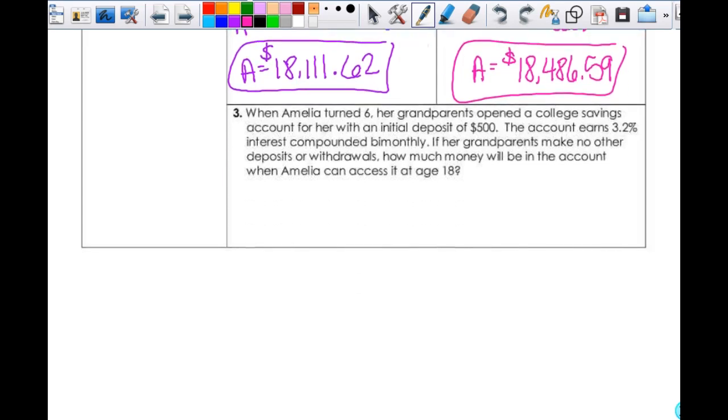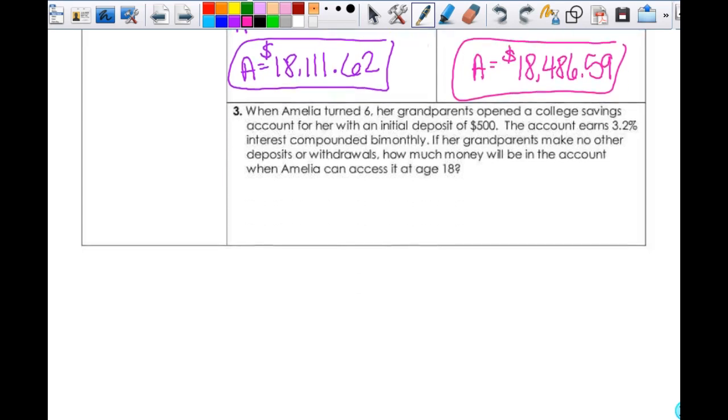All right, so let's look at number 3. It says, when Amelia turned 6, her grandparents opened a college savings account for her with an initial deposit of $500. The account earns 3.2% interest compounded bi-monthly. If her grandparents make no other deposits or withdrawals, how much money will be in the account when Amelia can access it at age 18? So what does T equal here? 12, and N equals 24. Bi-monthly means twice a month. Okay, so go ahead and get that one done.